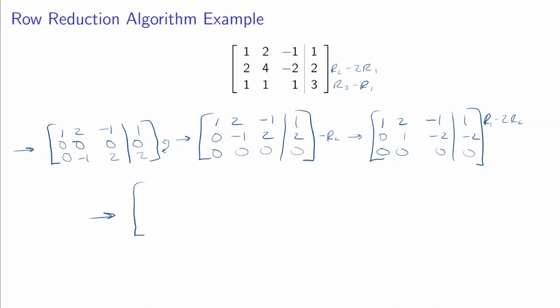So we'll get to our reduced row echelon form matrix of 1, 0, then negative 1 plus 4 is a 3, and then a 1 plus a 4 is a 5, and then we have a 0, 1, negative 2, and then our row of zeros. So this matrix is now in reduced row echelon form.